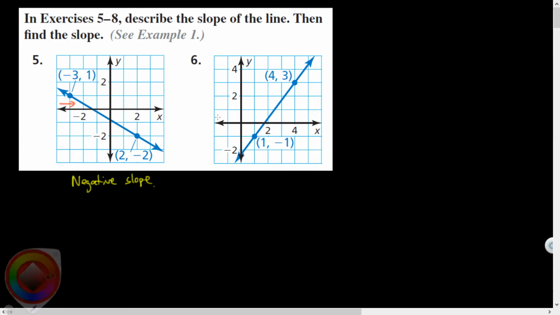Let's look at this one over here. As Mario's running to the right, is he going down or up? Is it positive or negative? Positive. Good. All right. Then it says, then find the slope.